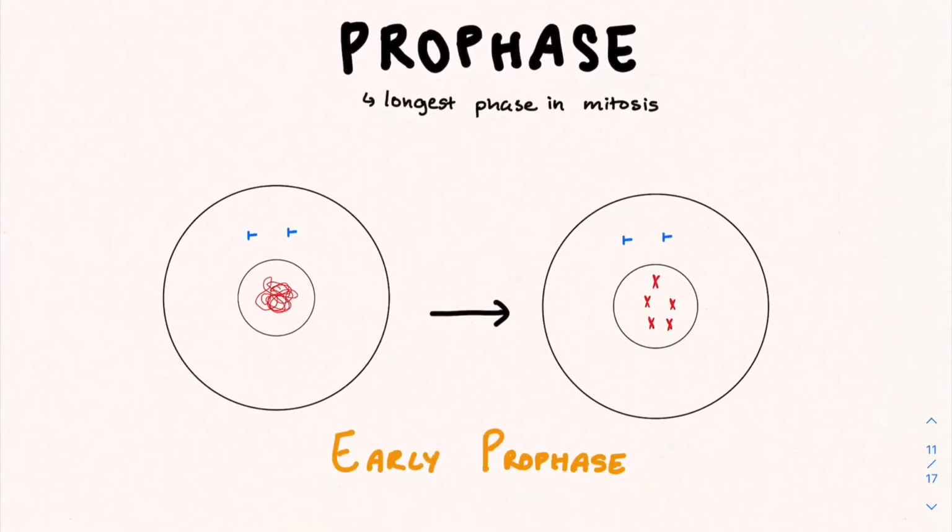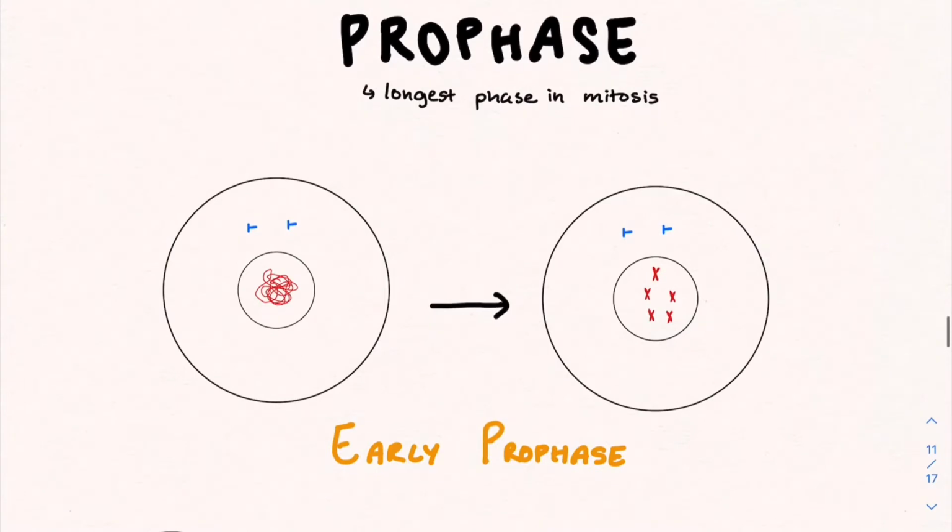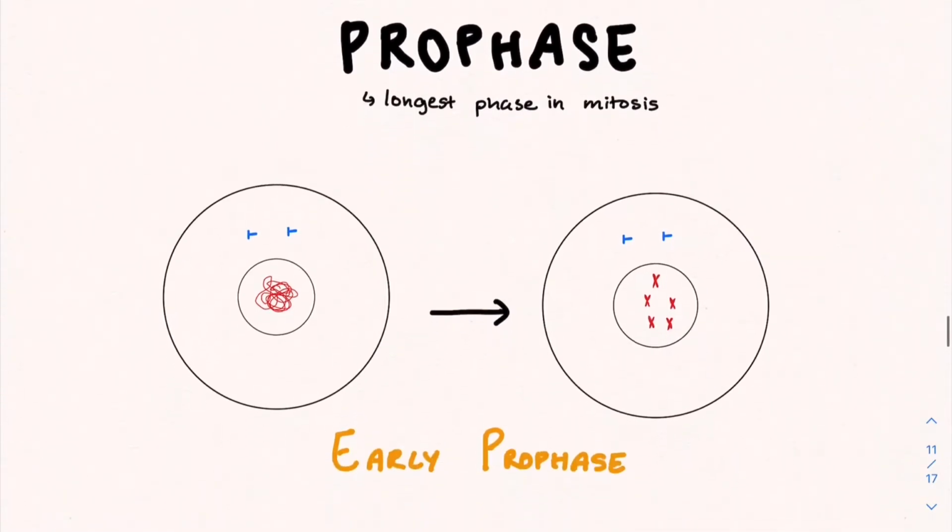Hence why, if you were doing lab work on mitosis and viewing dividing cells under a microscope, you will probably notice that most of the cells will be in the prophase stage, as it is the longest phase of mitosis. And there will be a higher chance of you catching it in the prophase stage when you observe the dividing cells. In early prophase, the DNA is still in a form of chromatin.